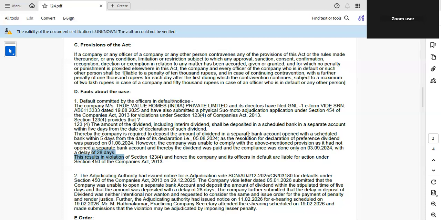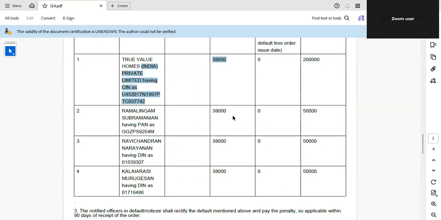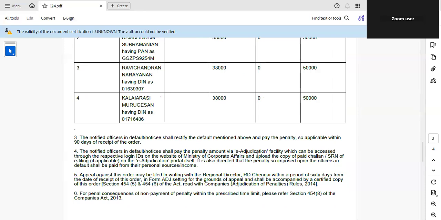If you see the penalty imposed, based on the number of days, on the company 38,000, on each director 38,000, 38,000, 38,000, and on the company 38,000. An important observation is that no additional per day penalty was applied, possibly due to voluntary compliance, within statutory maximum limits.